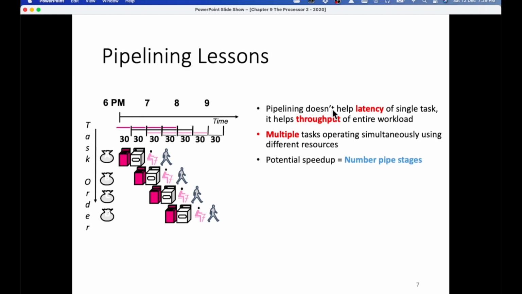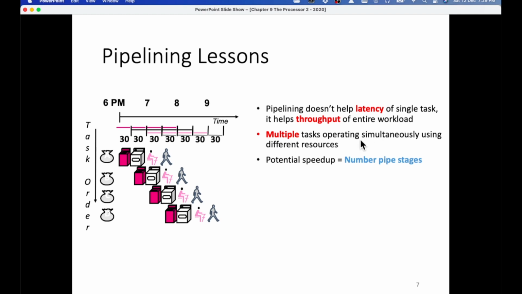However, pipelining doesn't reduce latency for a single task. You can see here, washer still takes 30 minutes, dryer still takes 30 minutes. It won't reduce, and also each student will still spend 2 hours to do the laundry. It just reduces the time spent waiting for all students, and improves the throughput for the entire workload.